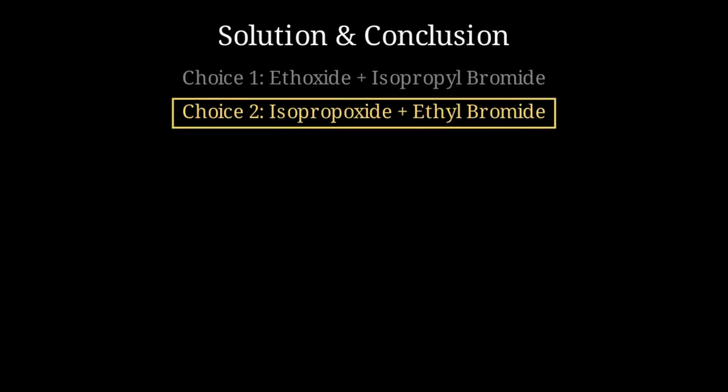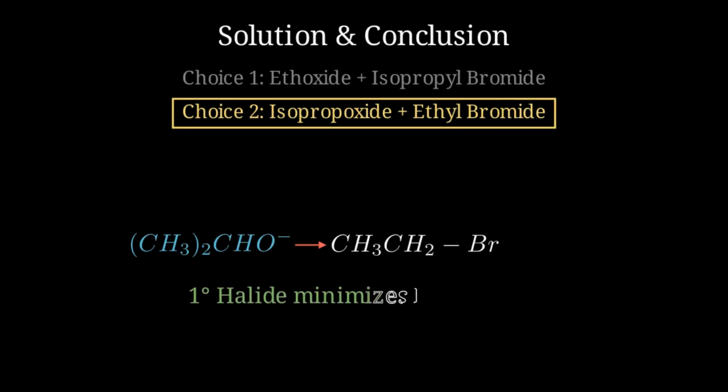The correct choice is isopropoxide and ethyl bromide. Since ethyl bromide is a primary halide, it minimizes steric hindrance and prevents the E2 pathway from taking over. This ensures a clean synthesis of your desired ether.